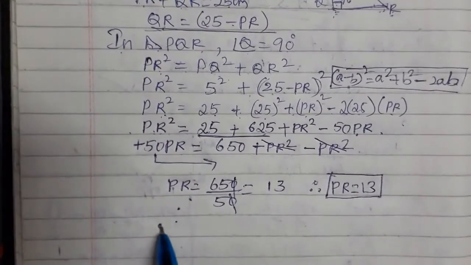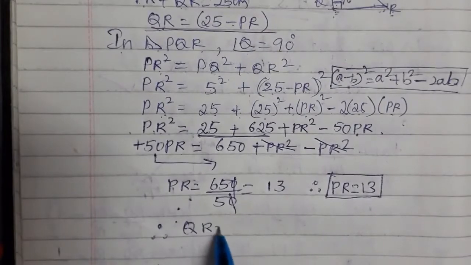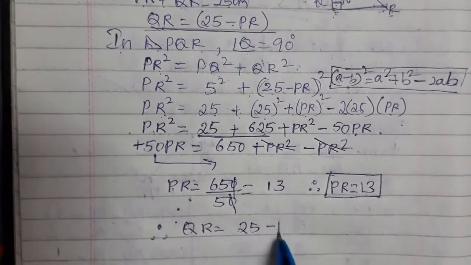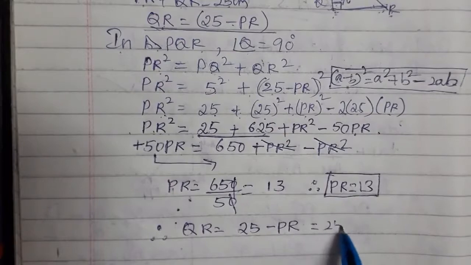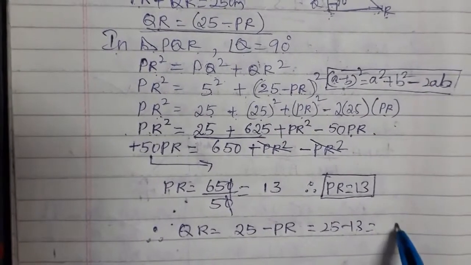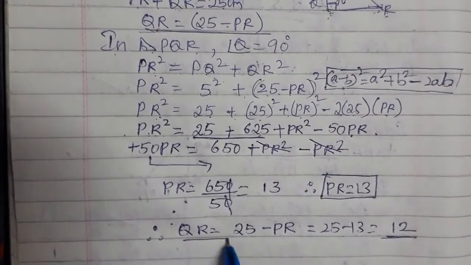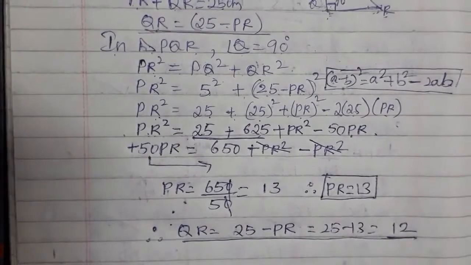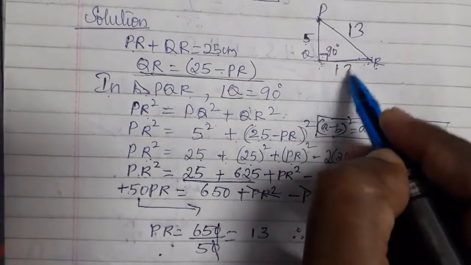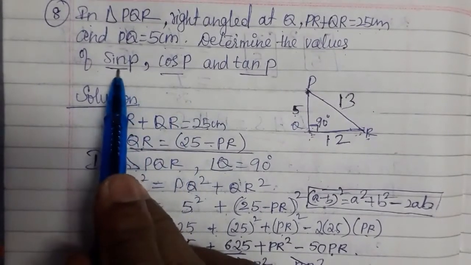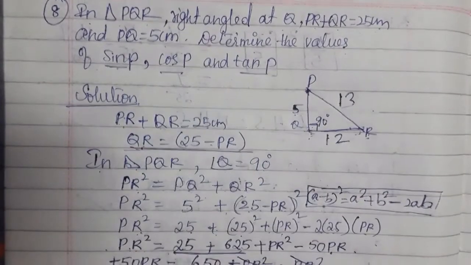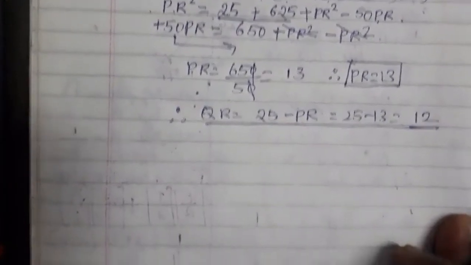Therefore QR is equal to 25 minus PR. 25 minus 13. 5 minus 3 is 2. 2 minus 1 is 1. 12. So QR is equal to 12. So I got QR also is equal to 12. Now I have to find sin P, cos P, tan P. So what are the three questions I have to find?